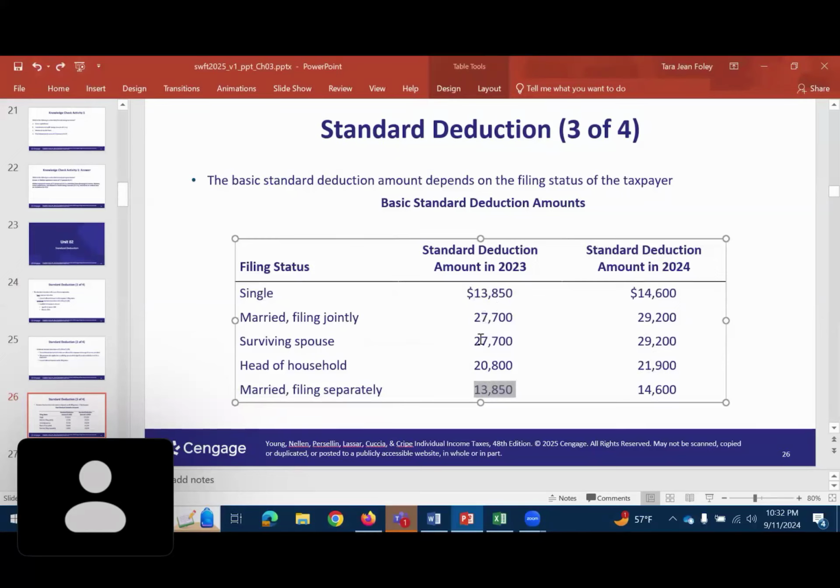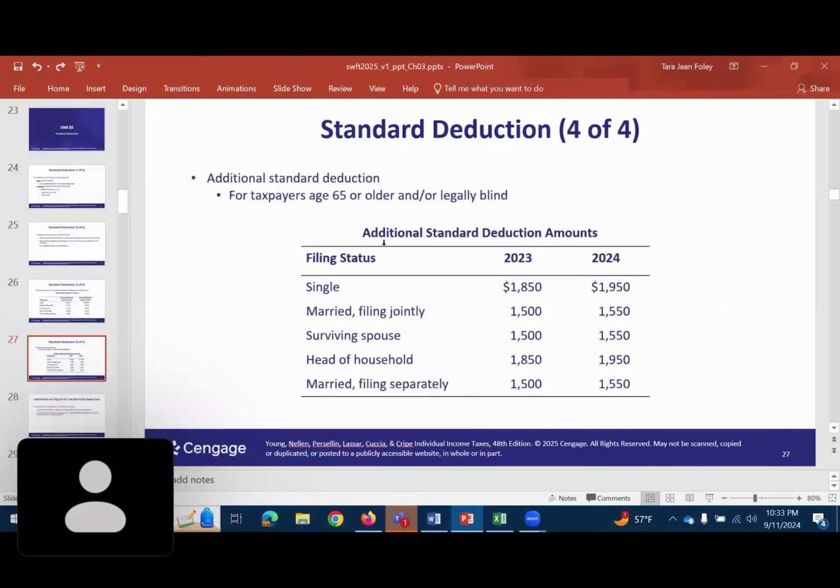The married filing jointly and surviving spouse deductions are usually double the single. A surviving spouse is, I was married and my spouse passed away. So the IRS gives you 2 years of being a surviving spouse, because it usually takes about 2 years for an estate to be settled. So you get this deduction as if you were married, even though your spouse has passed away, for 2 years. And that's usually the double. And head of household is just a little bit more than the single.